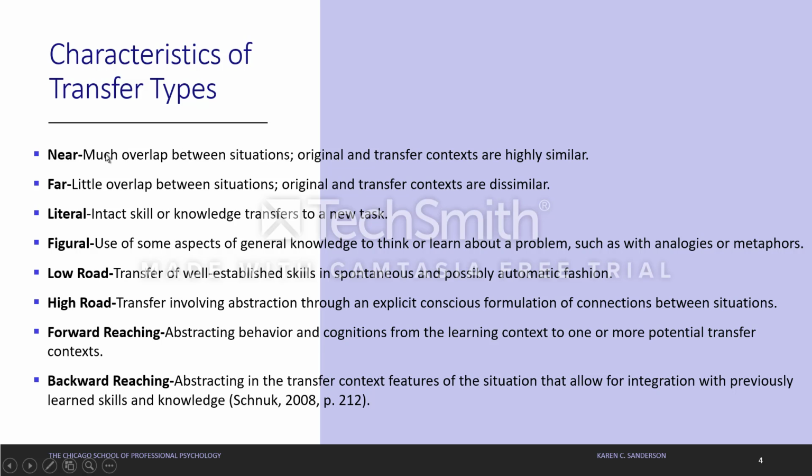Characteristics of transfer types. Again, we have the near, far, literal, figural, low road, high road, forward reaching, and backward reaching. Much overlap between the situations will be near transfer. Original and transfer contexts are highly similar. Far types of transfer are little overlap between situations. Original and transfer contexts are dissimilar.